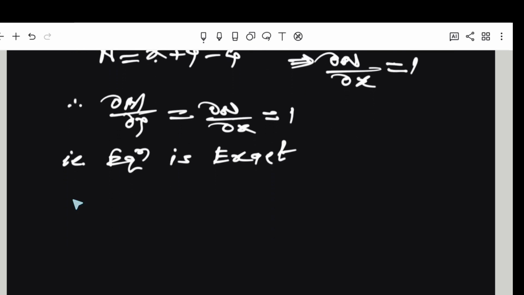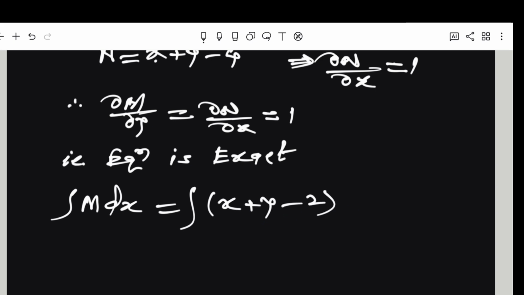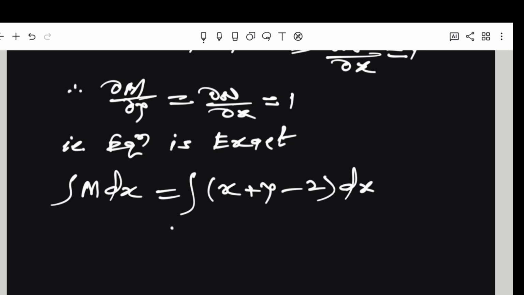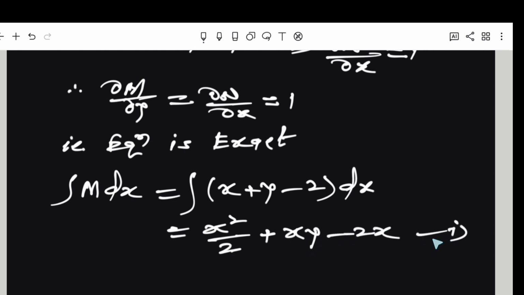Then to find the solution, in the first step we have to integrate m with respect to x. Here m is x plus y minus 2, and its integration with respect to x. Integrating each term with respect to x, we get x square by 2 first. Second, y constant outside, integration of dx is x, therefore xy, and minus 2x. Equation number 1.